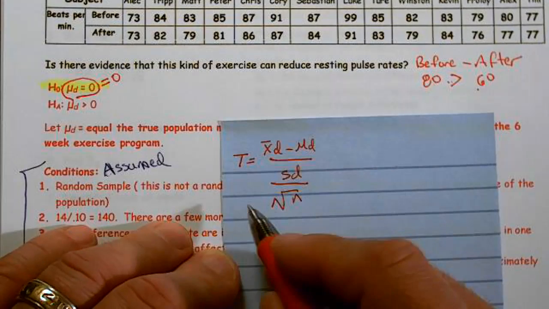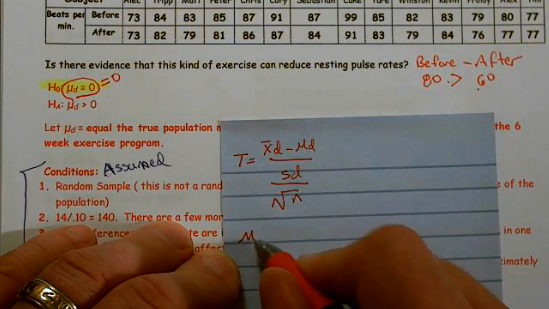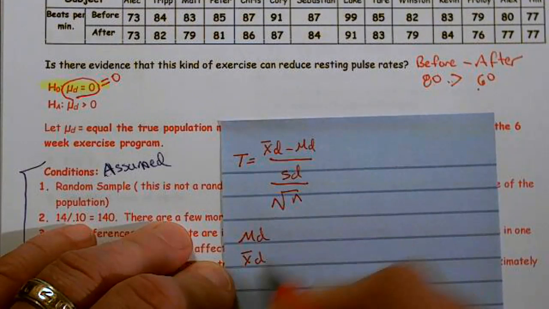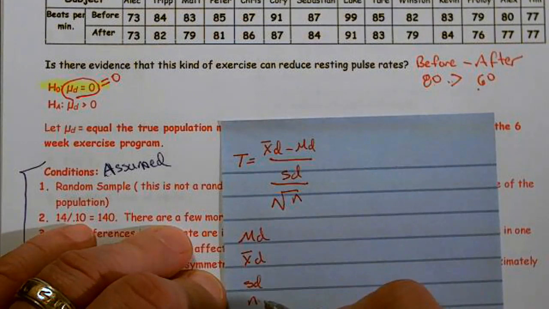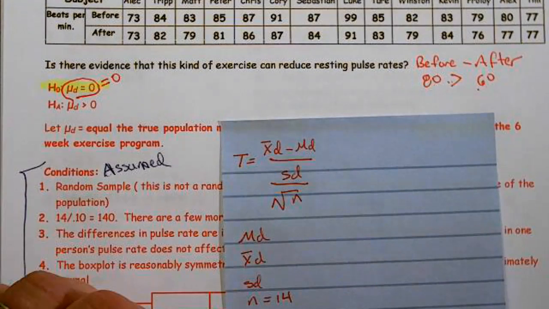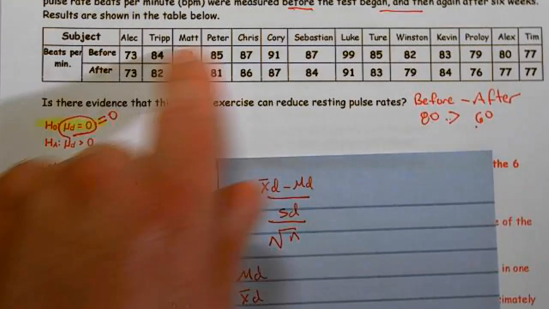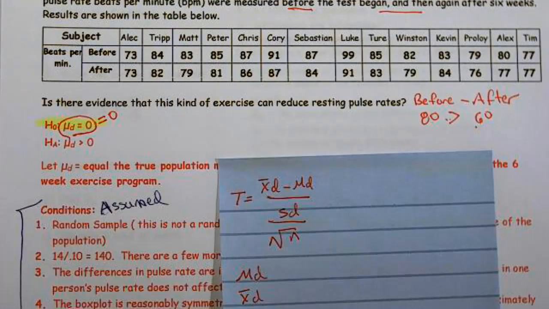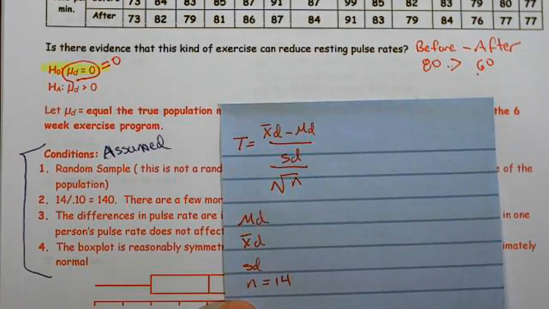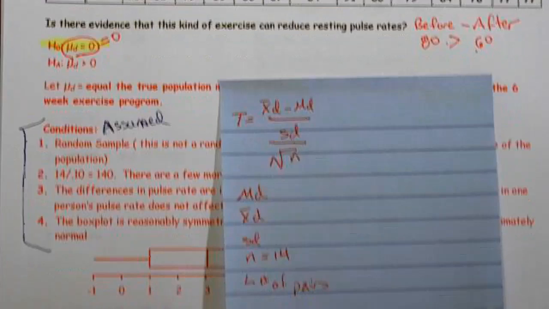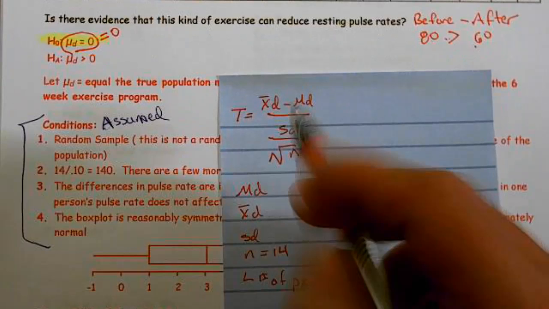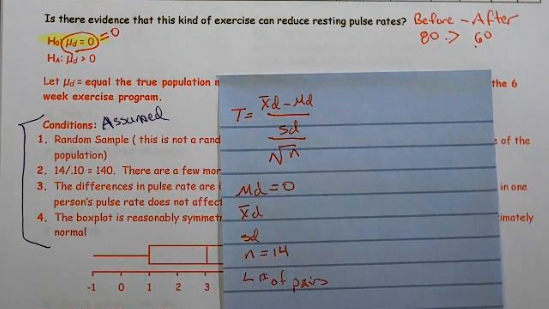And then I need to make a list of all the inputs. So basically I need mu D, I need X bar D, I need SD, and I need n. Well, I know n is 14 because that's my sample size. And you might be thinking, wait a second, there are 28. And you're right, I measured 28 things, but how many pairs do I have? So n is really the number of pairs. So I have 14 pairs. Okay, and I know mu D because we already said this will always be 0, but I don't have X bar D and SD.